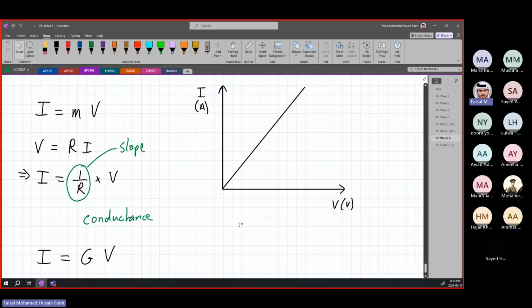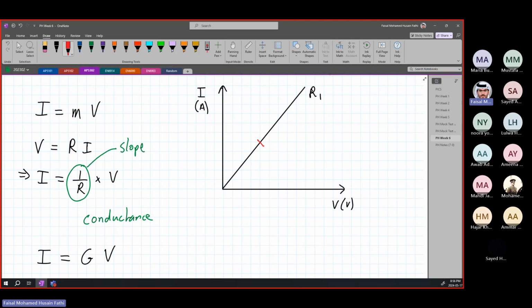However, if you want to find resistance from this slope, let's say I just drew this line, all right? Let's call this resistor R1. Okay, this is a resistor R1. The slope of it is, yes, the conductance. But if I wanted to find the resistance value R, how can I find it? It's very simple. You take any point along this line.